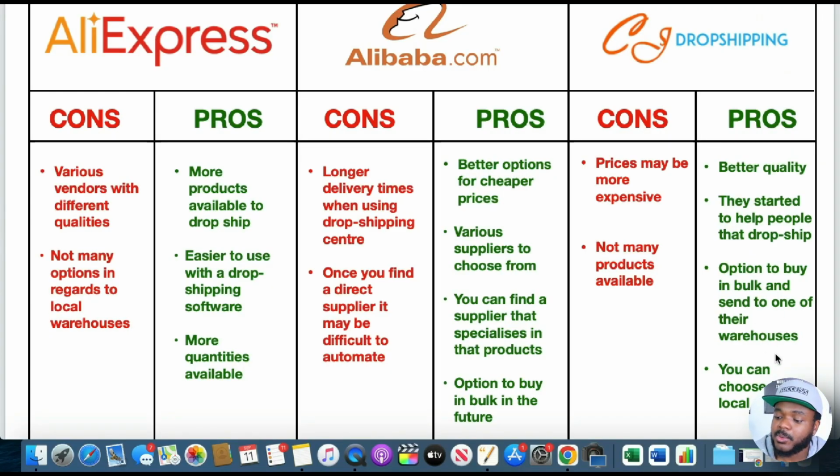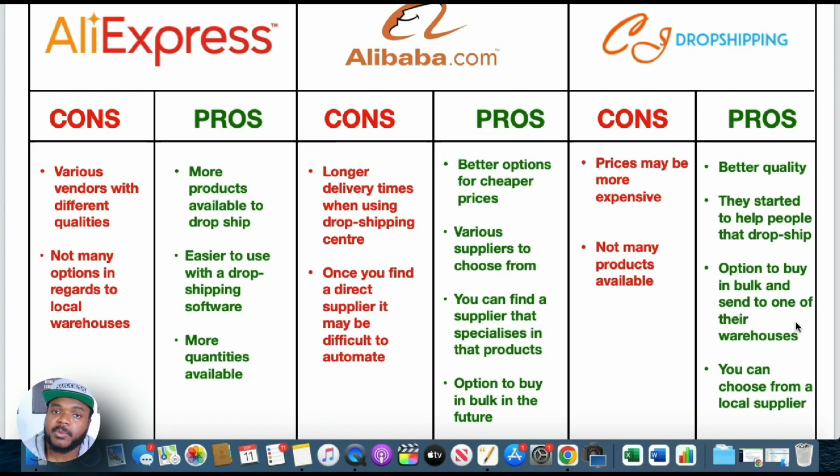However, in the future, if you do want to expand beyond dropshipping, you have the option to buy in bulk from them and send it to one of their warehouses, which means that you're not going to have to fulfill the orders yourself. Whenever you make a sale, they're going to fulfill the orders for you. So it's not the same as dropshipping, because you're still going to have to buy the products in bulk, but you're not going to have to do the fulfillment side of things when it comes to using their buy in bulk option.